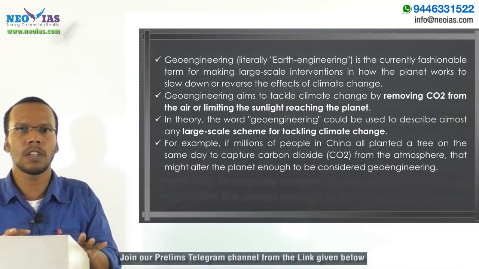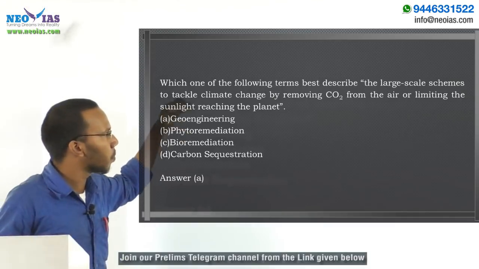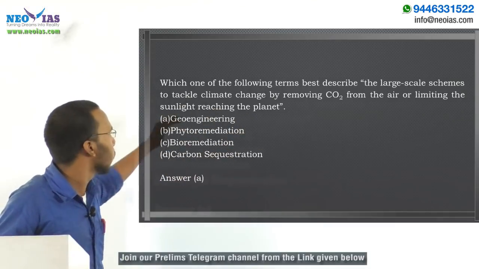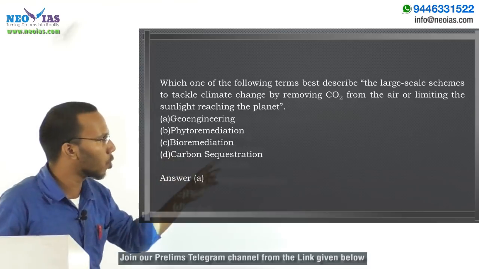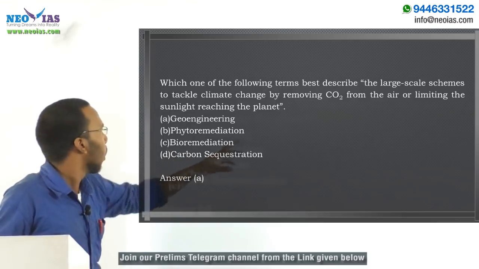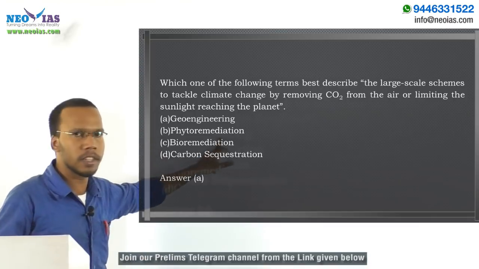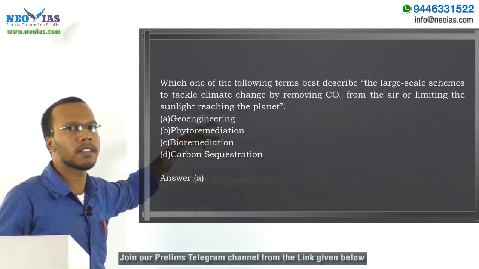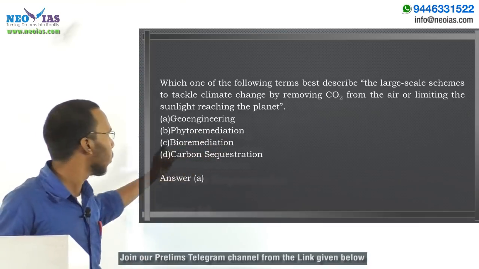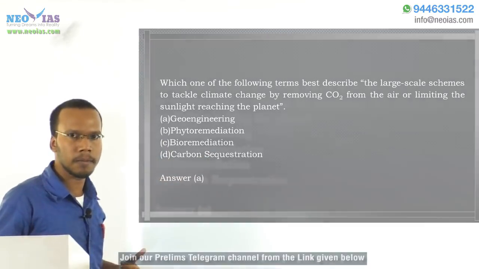Now let us look at the question. Which one of the following terms best describes the large scale schemes to tackle climate change by removing CO2 from the air or limiting the sunlight reaching the planet? That is geoengineering. That's the term, the scheme, the method known as geoengineering. A is the answer.